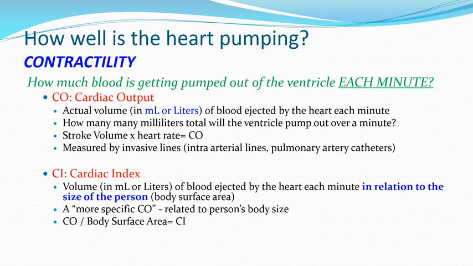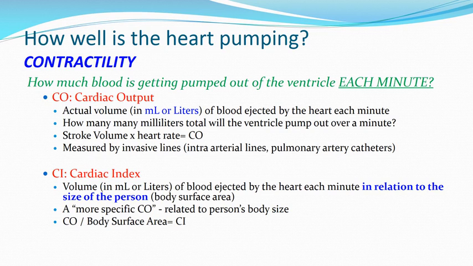So if cardiac output is a total amount of blood pumped out over a minute, this is helpful. But let's say we have an 80-pound woman and she has a cardiac output of 4.5 liters in a minute. And then we also have a 350-pound man, and his cardiac output is 4.5 liters in a minute. I'll tell you that both of these numbers technically fall within the normal range for cardiac output. But does this sound okay to you?